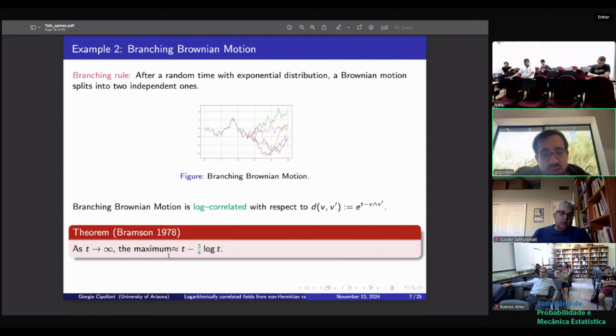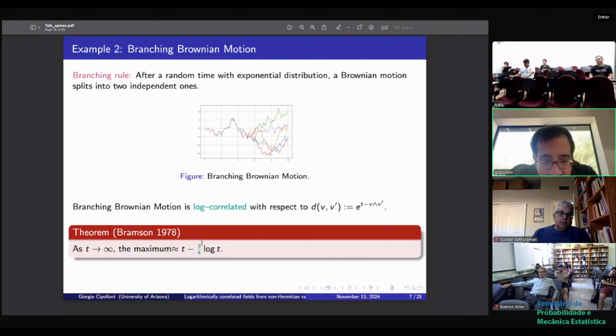And what he showed in this seminal paper is that at leading order, the maximum is linear, so it's given by t. So even though each Brownian motion is diffusive, so it's on a scale square root of t, since we have many of them, exponentially many, the maximum behaves linearly. And then, interestingly, he also computed the subleading order correction, which is this 3/4 log t.